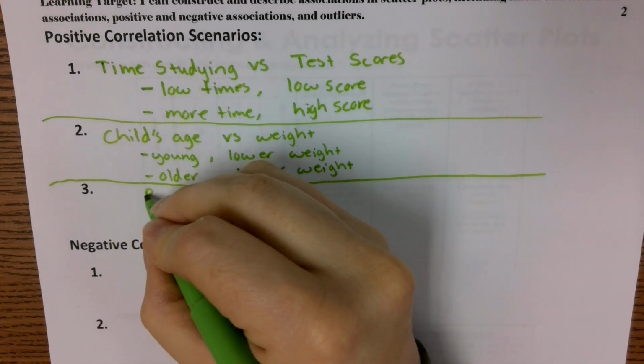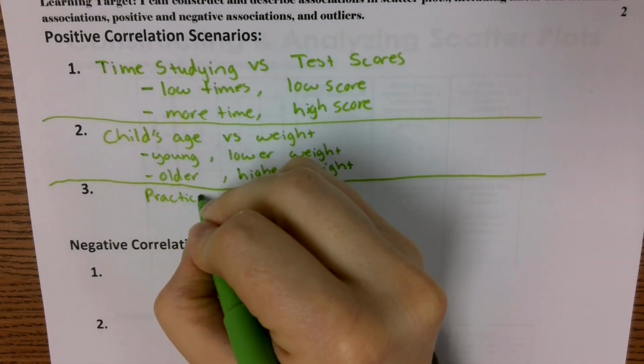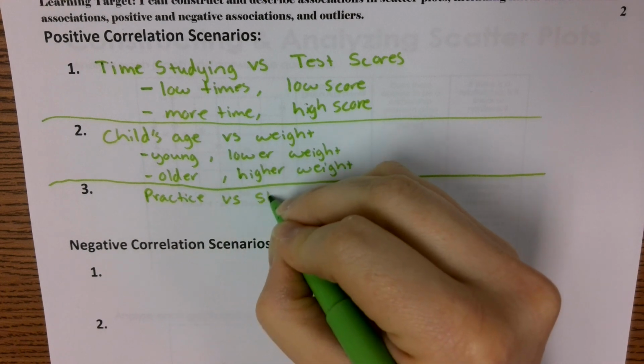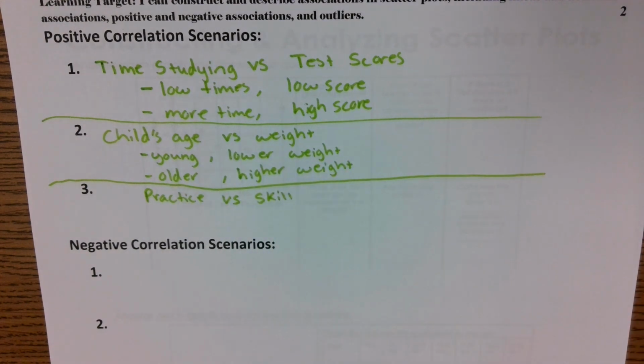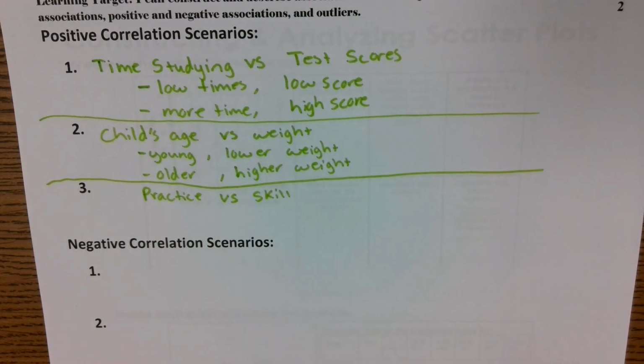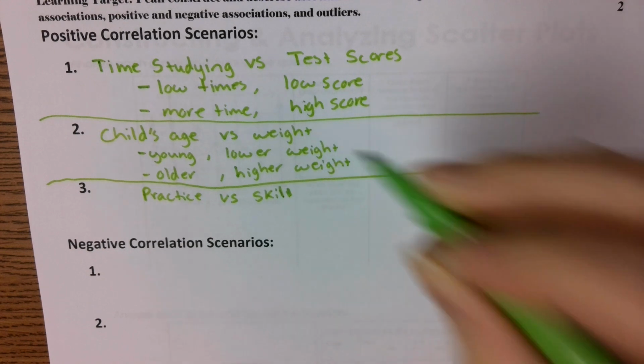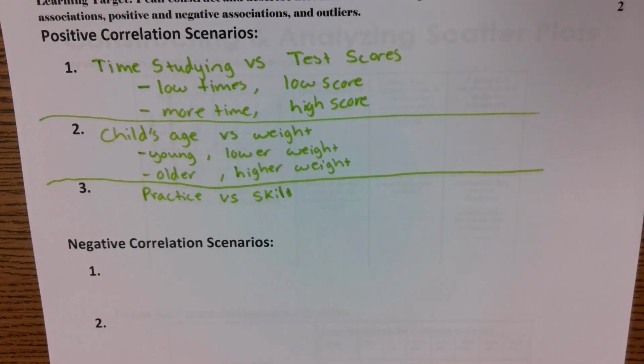Okay? Practice versus your skill. The more you practice at something, the better you become at it. The less you practice, the less likely you are to get better at it. I don't think I need to keep writing that, right? But these are things that have positive correlations, positive associations with each other. As one increases, the other should increase as well.